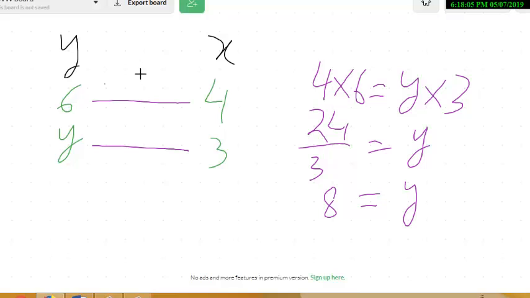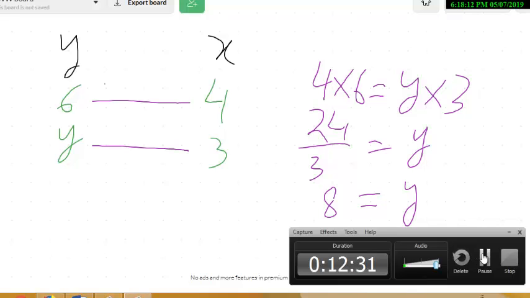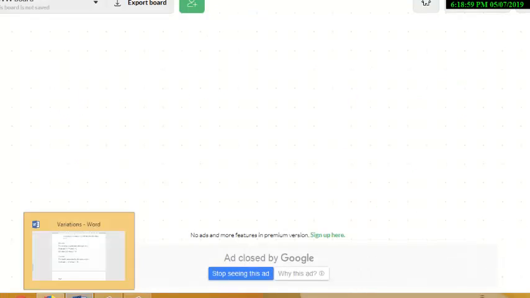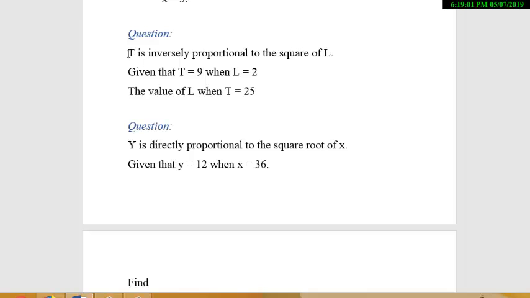This is how we can multiply when it is inversely proportional. We don't cross multiply in the inversely proportional case. So it is 24, and the 3 will come over here. So y is 8. So the answer is 8. Look, this is the same answer as we did before. Here y was also 8. So this is the second method to handle the inversely proportional case. Now let's come to the directly proportional case. We will take a little pause here, and then we come to the next question.